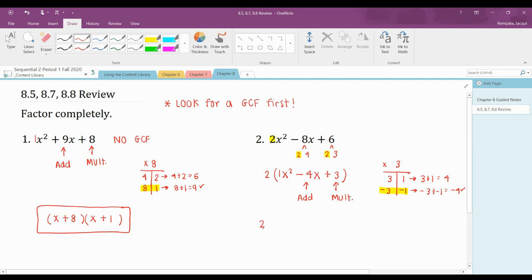I have to keep that GCF, and now I can take that trinomial and break it up into two binomials being multiplied together. Because the x squared in parentheses had a positive 1 in front, I start each of those with an x. We just determined that a negative 3 and a negative 1 multiply to positive 3 but add to negative 4. So 2 times x minus 3 times x minus 1 would be my final factored answer.